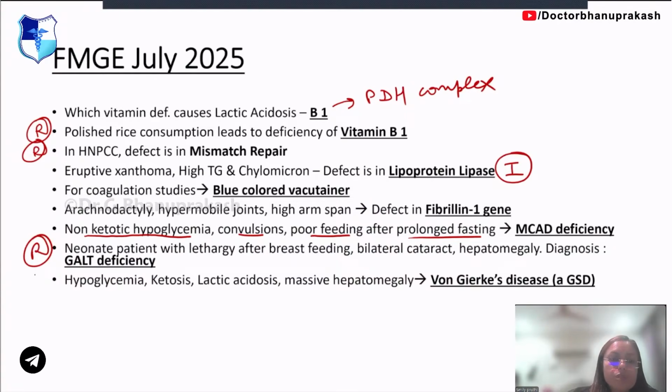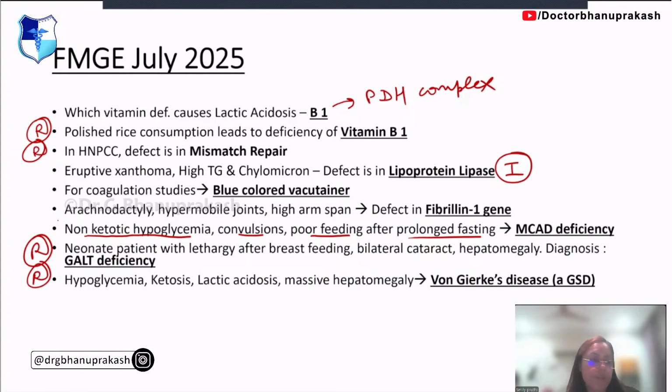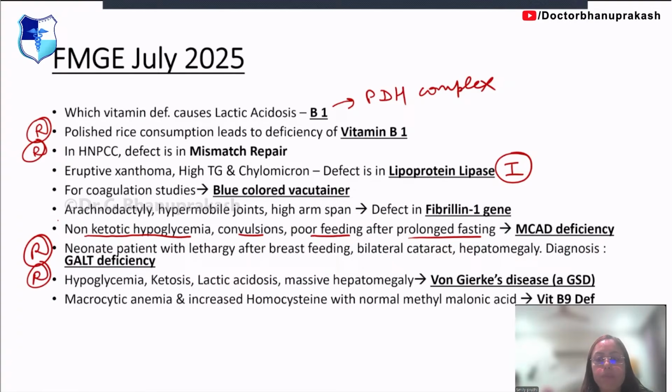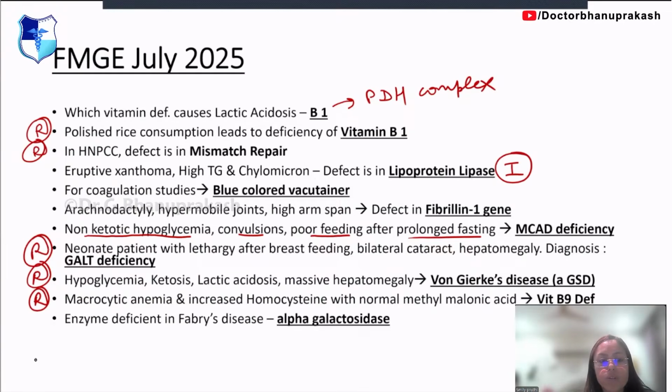Von Gierke's disease, repeated question: hypoglycemia, ketosis, lactic acidosis, massive hepatomegaly. Macrocytic anemia, increased homocysteine and normal methylmalonic acid. Repeat question, vitamin B9 deficiency. Enzyme deficient in Fabry disease, alpha galactosidase.